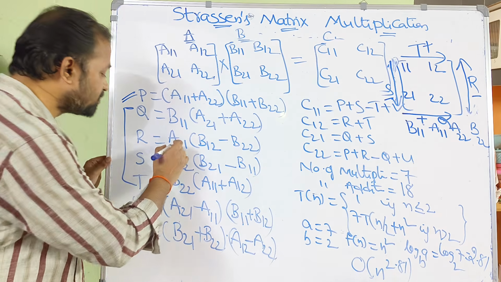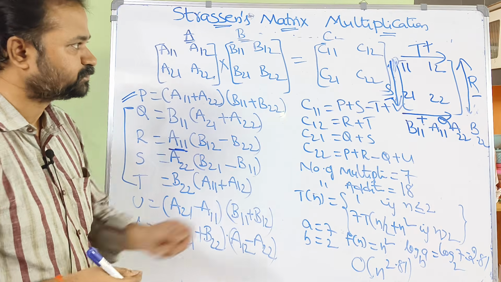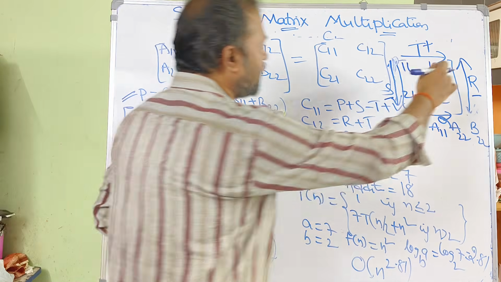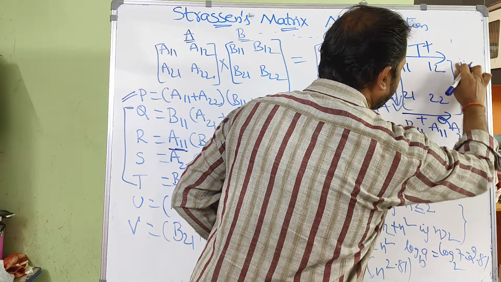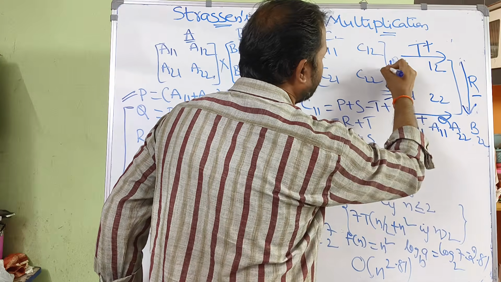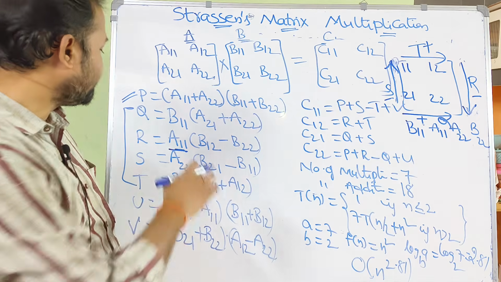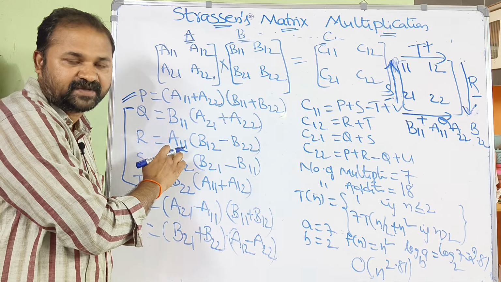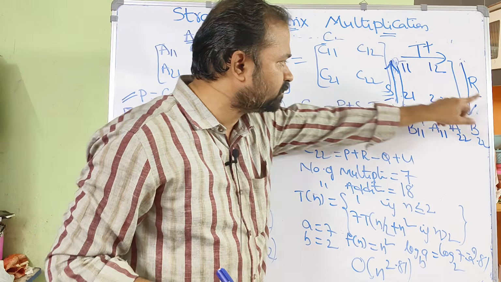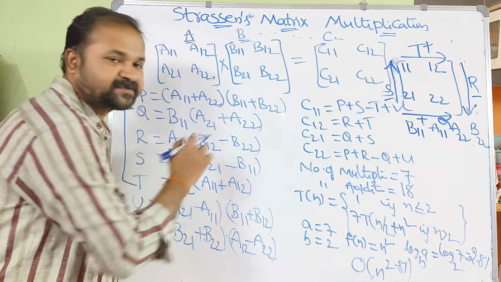Next let us see R. Already we know about A11. The next expression starts with B. So let us see B. R means top to bottom, whereas S means bottom to top. So what is R? Top to bottom. Here the expression starts with A11. The next expression starts with B. So B12 minus B22.